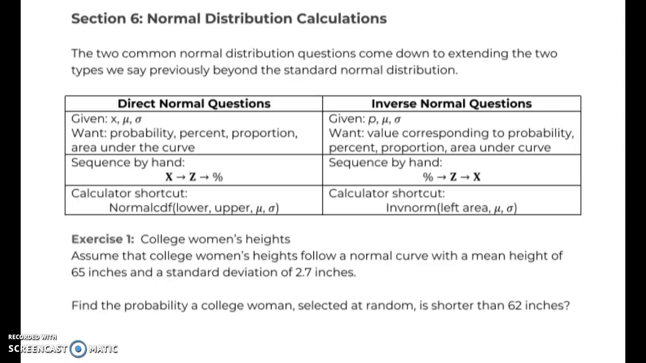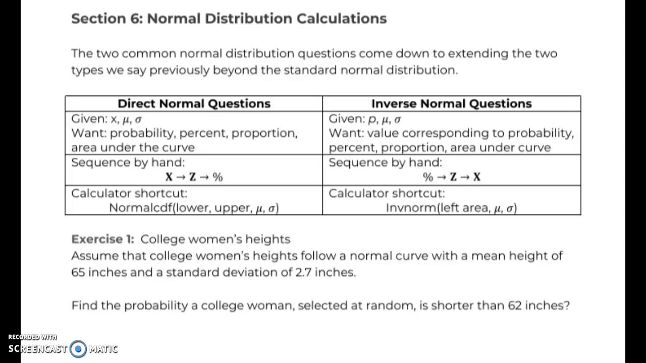The hardest thing about these types of questions is figuring out whether we're trying to answer a direct normal question or an inverse normal question. Are we trying to find a probability, percent, proportion, or area under the curve, in which case we're looking at a direct normal question? Or are we trying to find a value corresponding to the probability, percent, proportion, or area under the curve, in which case we're looking at an inverse normal question?